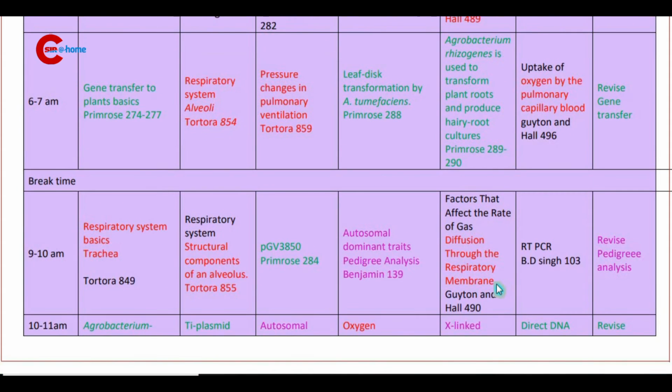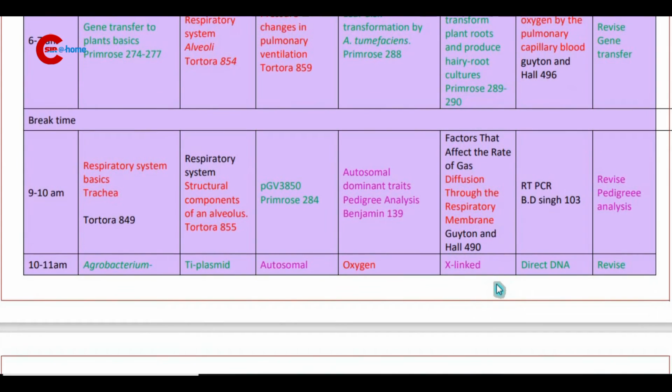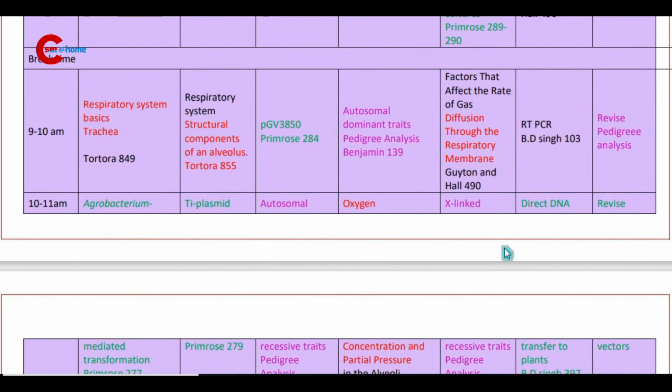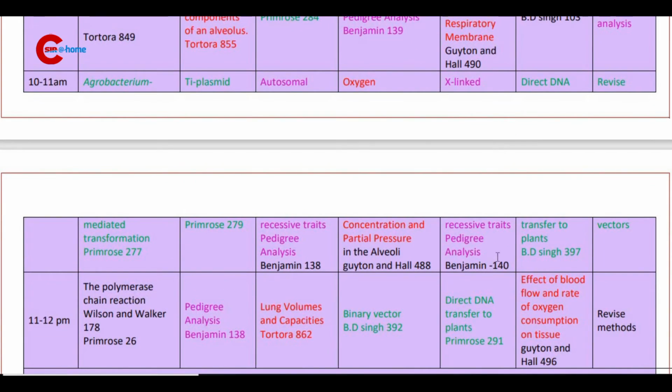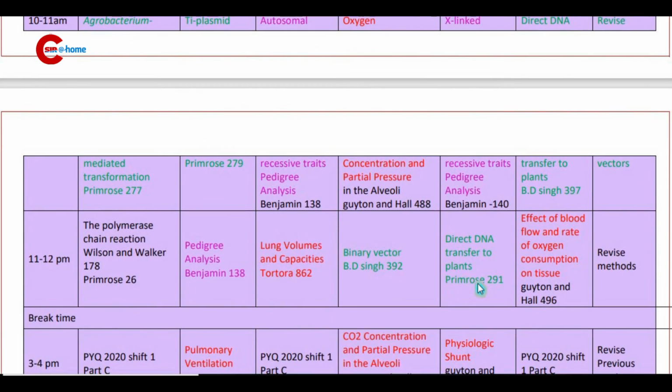Study factors that affect the rate of gas diffusion through the respiratory membrane. Okay. Which book to refer? Guyton and Hall. Then 10 to 11 a.m., X-linked recessive traits, pedigree analysis. Then 11 to 12 p.m.